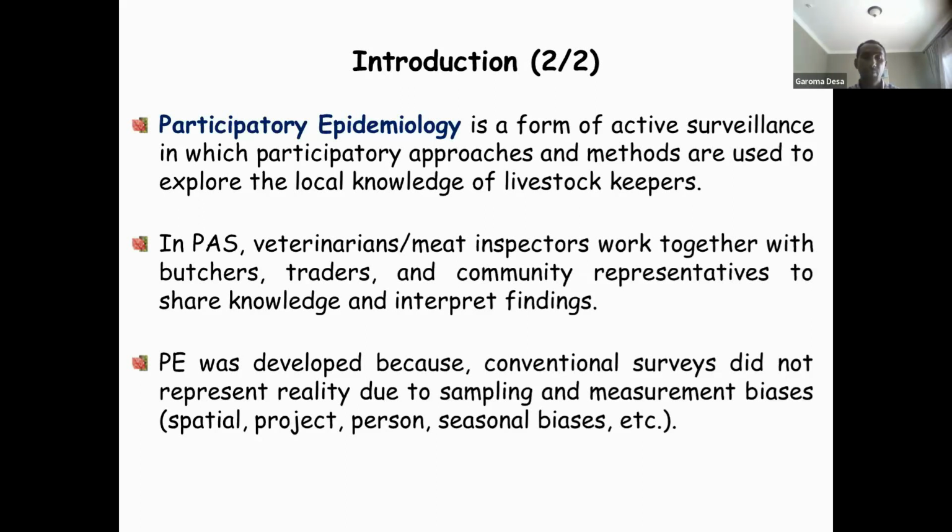Why was participatory epidemiology developed? Because conventional surveys did not represent reality due to sampling and measurement biases like spatial bias, project bias, person bias, seasonal bias, and there are also other biases. When we say spatial bias, most of the time we prefer to conduct research in accessible districts and accessible villages, while villages that are difficult to reach are left unstudied and unvisited, which results in spatial bias.